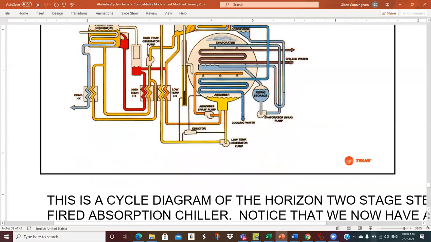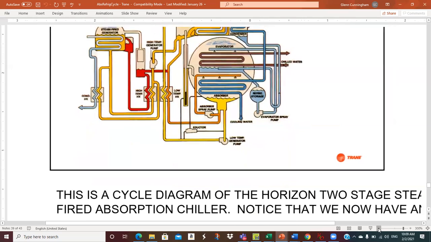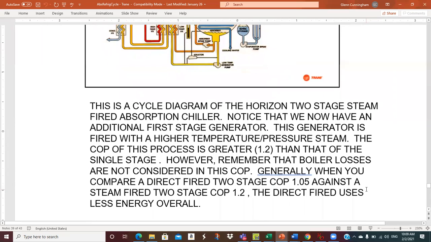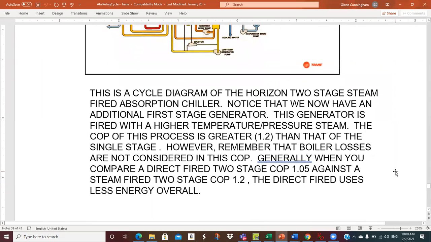Okay. Let's go back down. Magnification. So let's see what they say. Cycle diagram, horizon 2-stage, steam-fired absorber chiller. Notice that we now have an additional 1st-stage generator. This generator is fired with a higher temperature pressure steam. COP is greater, 1.2, single stage.